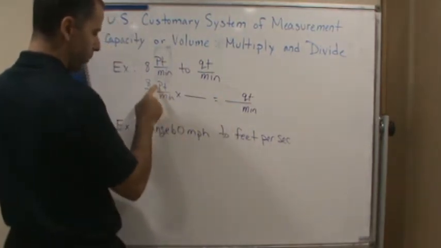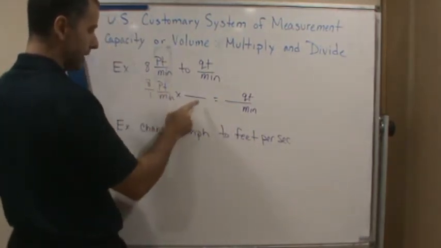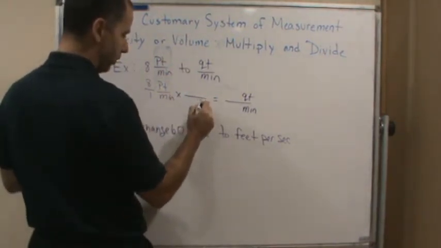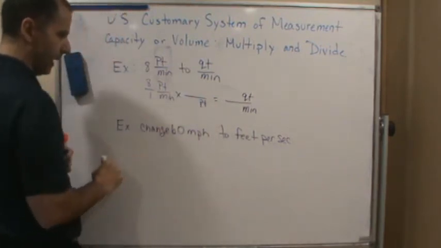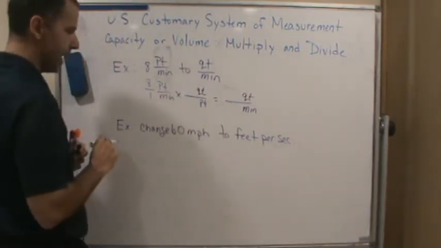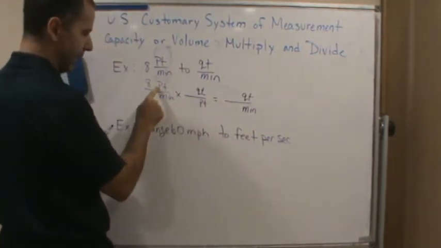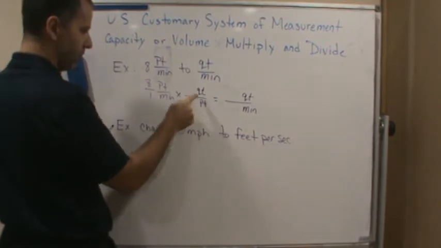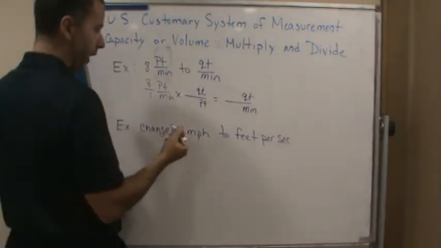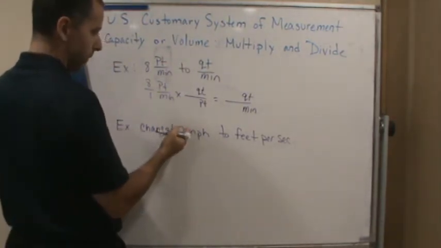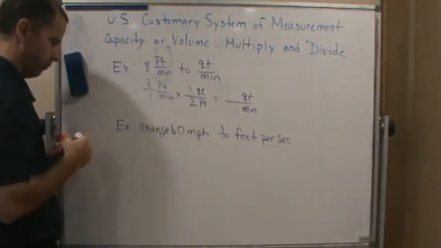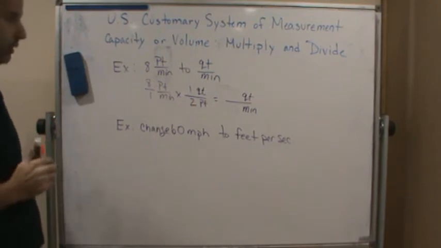Okay. So I've got pints per minute and I want to get quarts per minute. So I need to get rid of the pints. In order to get rid of the pints, I need pints down here. So I need a unit ratio that involves pints and quarts, because I need quarts on the top and pints on the bottom to cancel with pints here. So I need a conversion between pints and quarts. And so the unit ratio is going to be what? For every 1 quart, there are 2 pints.